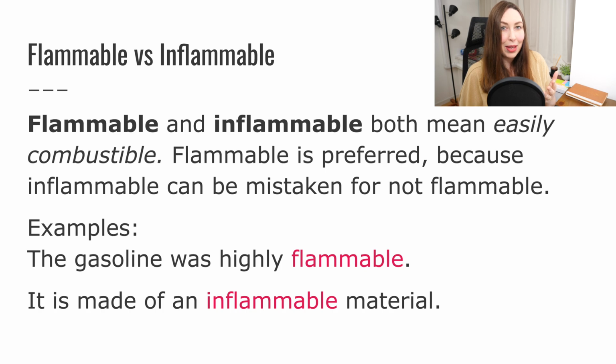I'm not sure why we have two words that look like they would be opposites, but they mean the same thing. But just so you know, and it's very important if you're doing something with safety or reading a safety guide, flammable and inflammable both mean they can set on fire easily. Okay? So if we look at the examples, the gasoline was highly flammable. It is made of an inflammable material. Both sentences mean gasoline and the material can set on fire very easily.